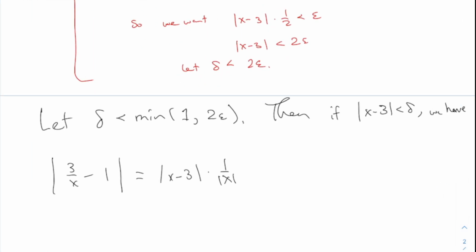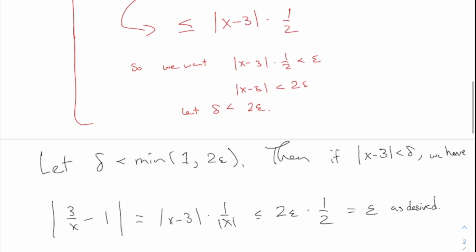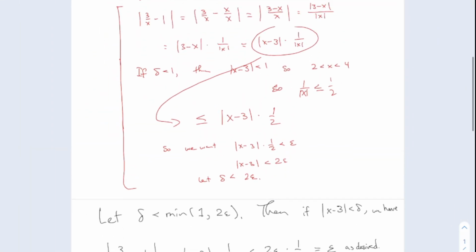And then this is less than or equal to |x minus 3|, which is less than delta, and delta is less than 2 epsilon. And 1 over |x|, because delta is less than 1, is less than a half. And this is epsilon, as desired. All right, that's how it goes. So this is the old delta equals the min of 1 and something else trick.